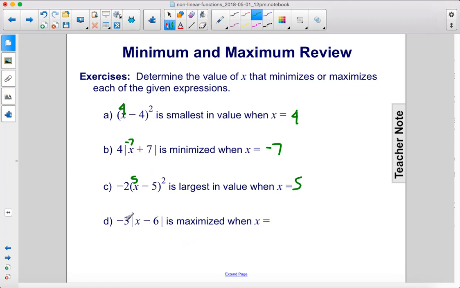And here we have -3|x - 6| is maximized when x equals, alright, so if we put 6 in here, this will be 0, which is the largest amount that it can be, so the answer is 6.